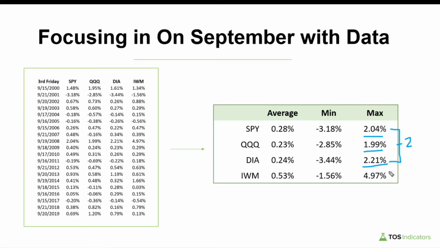And if you come to the Russell here, the Russell's the outlier, up 5%, right? 4.97%. So the question starts to become, what do we do with this data and why are there some outliers here? So let's dive a little bit deeper into both the min and the max outliers on the next slide.